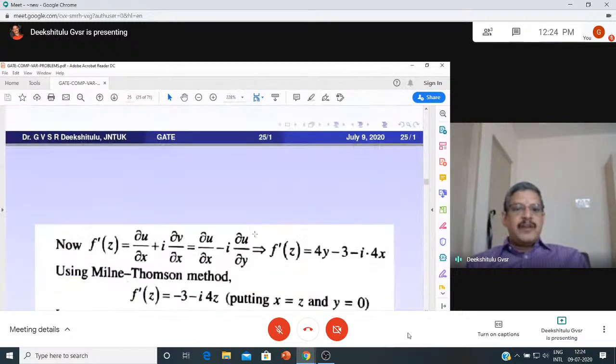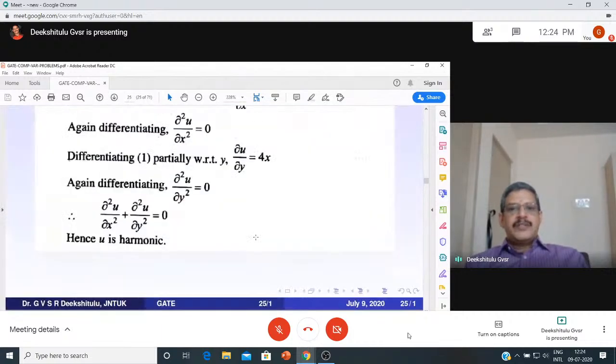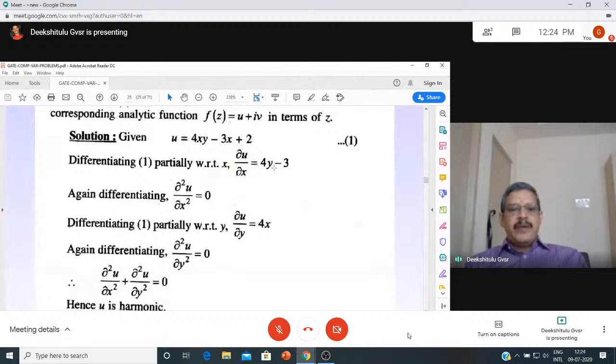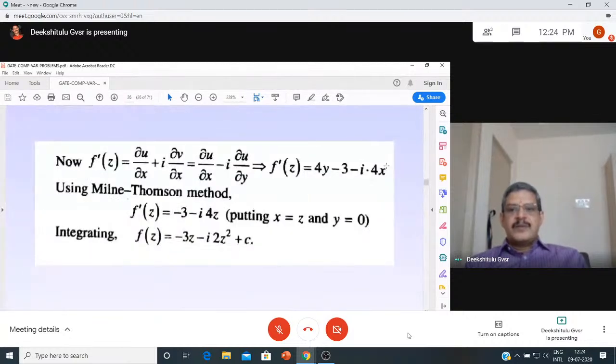So because u is given, f'(z) is ∂u/∂x minus i into ∂u/∂y. So ∂u/∂x is 4y minus 3, and ∂u/∂y is 4x. This is what we get. So by the Milne-Thomson method, replace x by z and y by 0. This becomes 0 minus 3i minus 4iz. That is f'(z). So f(z) becomes, integrate this.